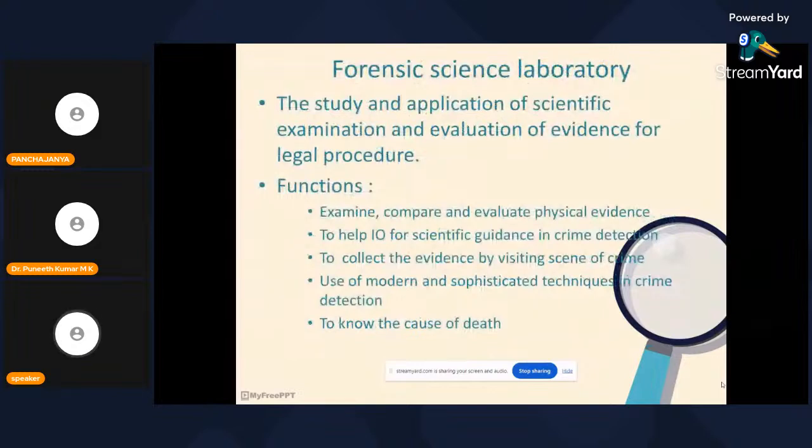Then forensic science laboratory, the next topic, which is a very important topic for 5 marks also. The forensic science laboratory is the study and application of scientific examination and evaluation of evidence for legal procedures. The evidence obtained at the scene of crime is sent to the forensic science laboratory, where proper examination and evaluation of that evidence is done.